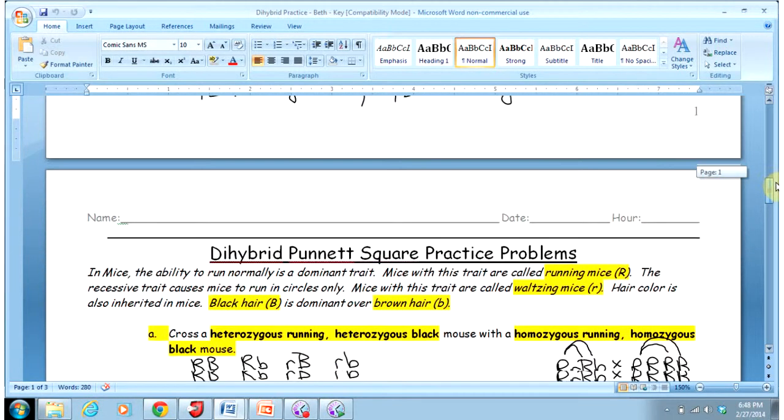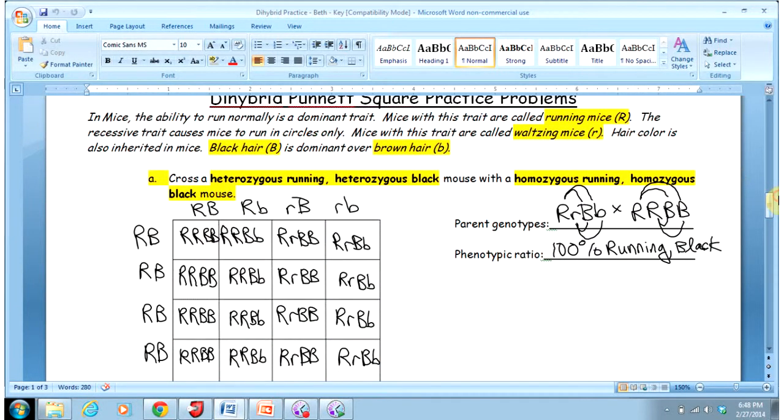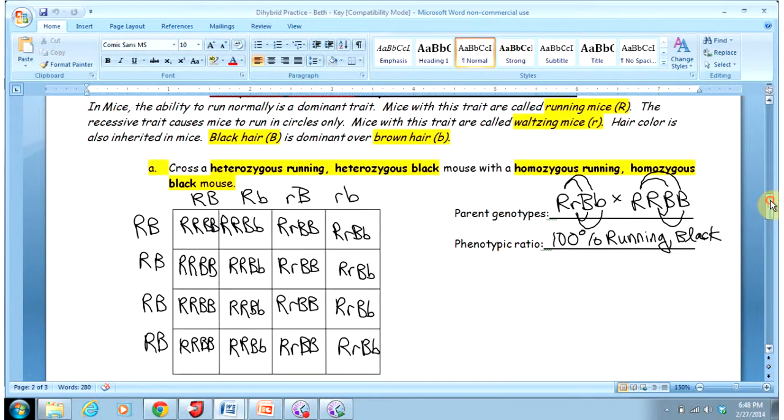Okay. I again would like to try the first problem on the back of the page, and then I'm going to have you do the last 2 problems on your own. So we're going to be looking at 2 traits in mice, the running trait, big R, and the waltzing trait, little r, where they run around in circles. Hair or fur color is our other trait. We'll use black hair, big B, to be dominant over brown hair, little b.